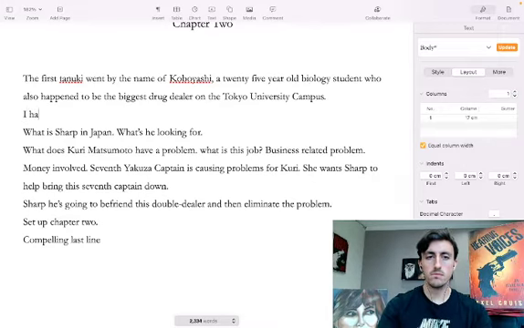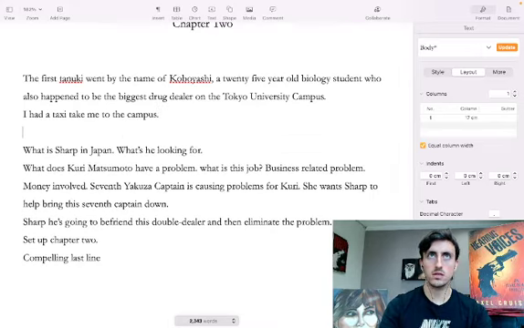Okay. I had a taxi take me to the campus. So he has a taxi take him to the campus. That's obviously, he has to do that. He has to get there. Again, just put down what things are going to happen. Take me to the campus.